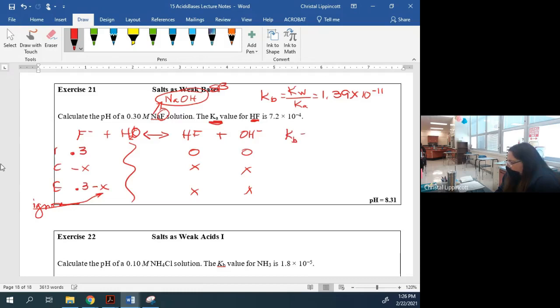Our KB equals our HF times our OH minus, divided by our F minus concentration. Plug and chug. I'm going to have X squared over 0.3. And we already had the KB value here. I guess I could sub that in at this point as well. So that would be 1.39 times 10 to the negative 11.